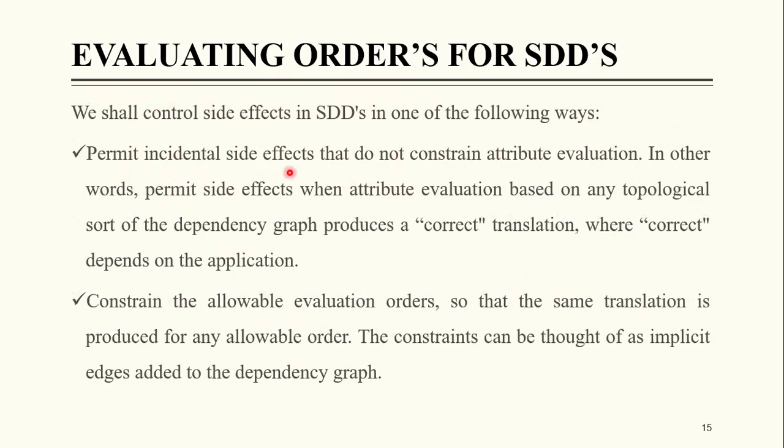Permit incidental side effects that do not constrain attribute evaluation. In other words, permit side effects when attribute evaluation based on any topological sort of the dependency graph produces a correct translation, where correct depends on the application. Or constrain the allowable evaluation orders so that the same translation is produced for any allowable order. The constraints can be thought of as implicit edges added to the dependency graph.